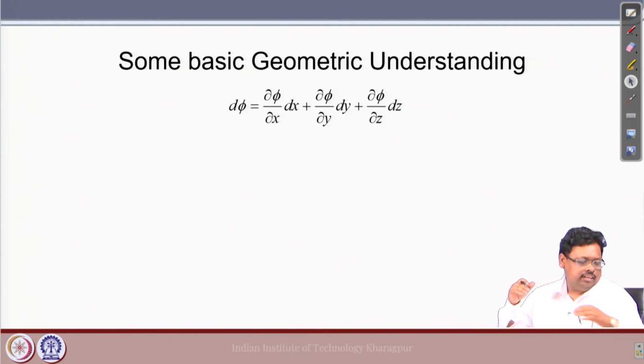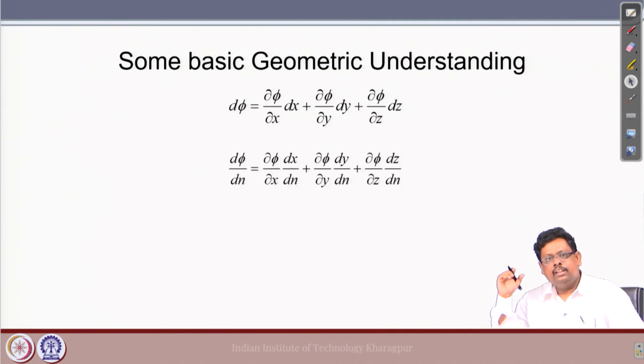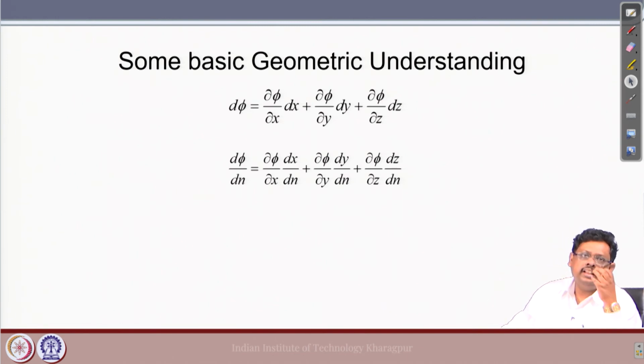Okay. Now, if it is so, then what is del phi del n or d phi dn? So, here you can see that I can write it in this form: d phi dn equal to del phi del x into dx dn plus del phi del y into dy dn plus del phi del z into dz dn.